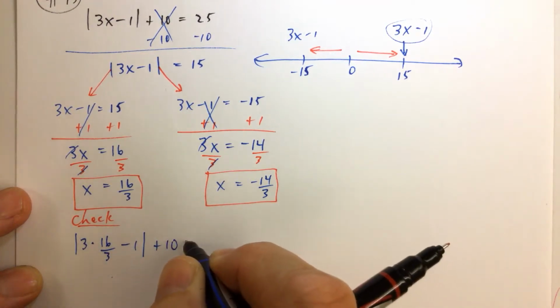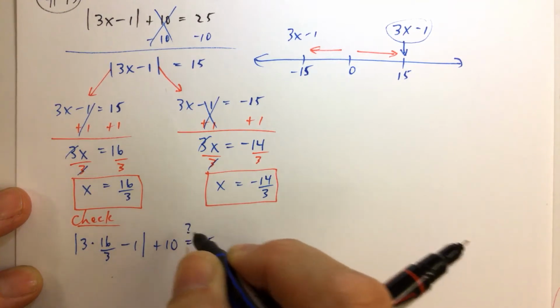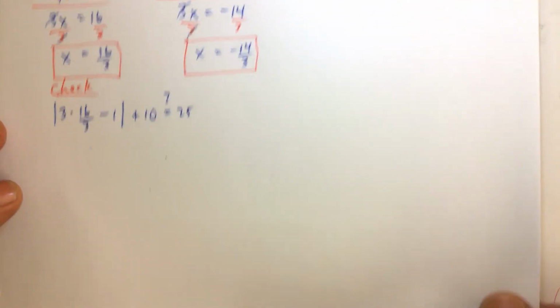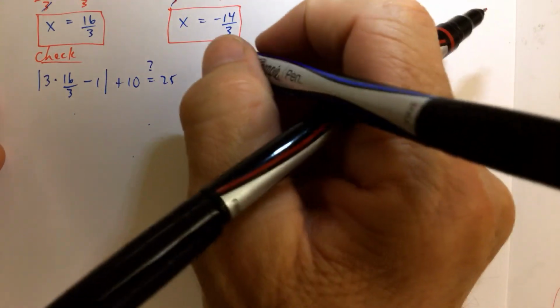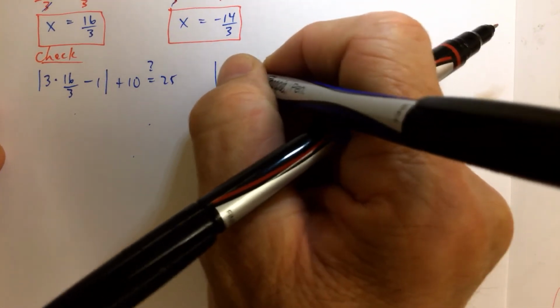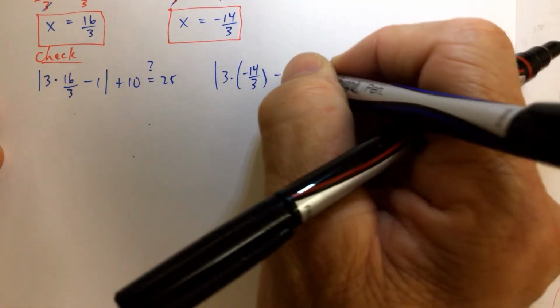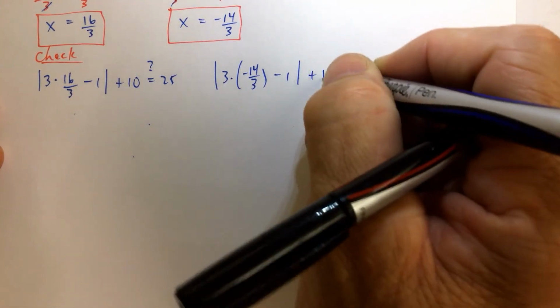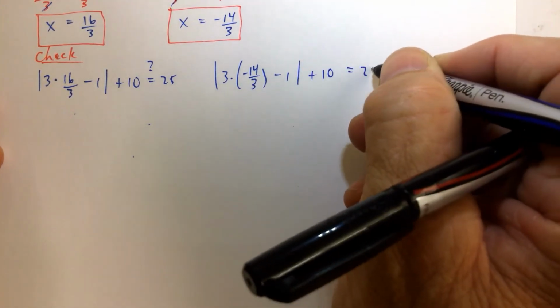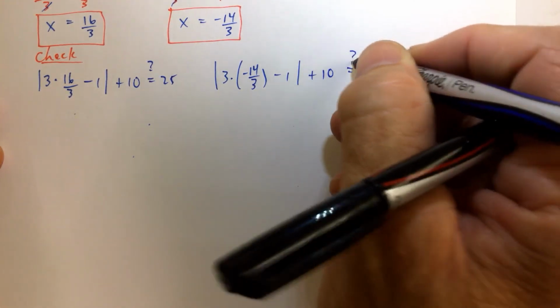When we rewrite the same equation, the question is, is that equal to 25? Then we'll try negative 14 thirds, and we're going to write 3 times negative 14 thirds. Then we subtract 1, and we add 10 on the outside, and we want to know, is that equal to 25?